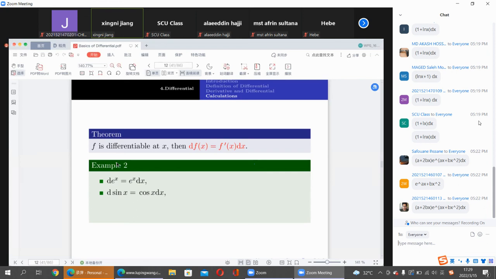And this is the important thing for today. If f is differentiable at x, then the differential of f is equal to f prime dx. This is going to be very important for the future, for finding the derivative of implicit functions. Because this is something very important for integrable functions and for integrals.